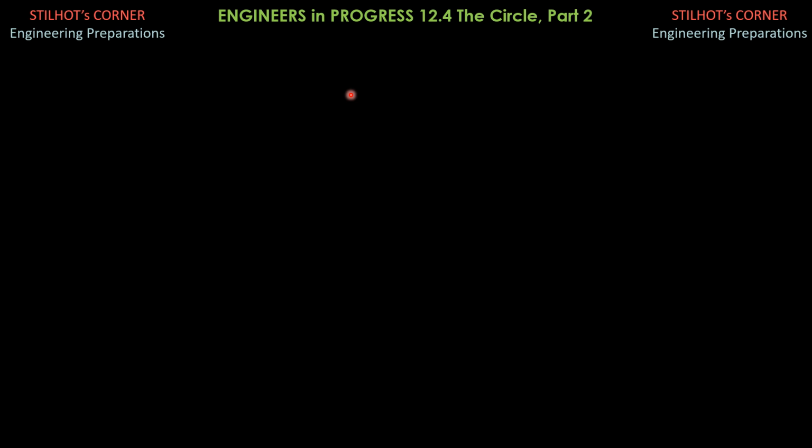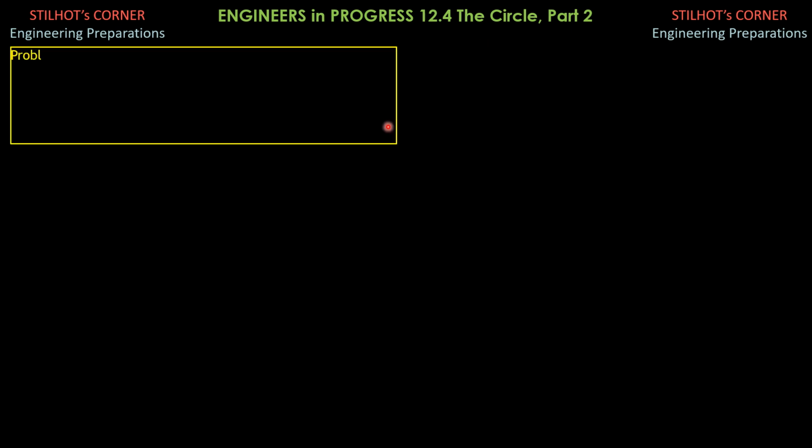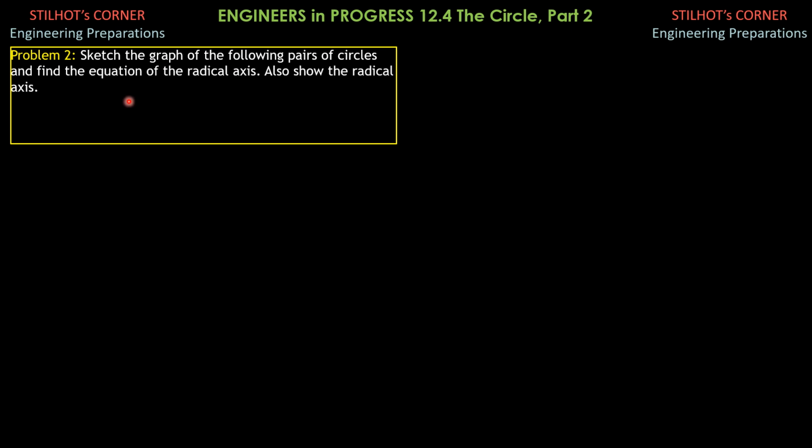It is about the circle, and I hope that through this, little by little, you will be able to master sketching and solving problems about circles. So here we go. Sketch the graph of the following pairs of circles and find the equation of the radical axis. Also show the radical axis.